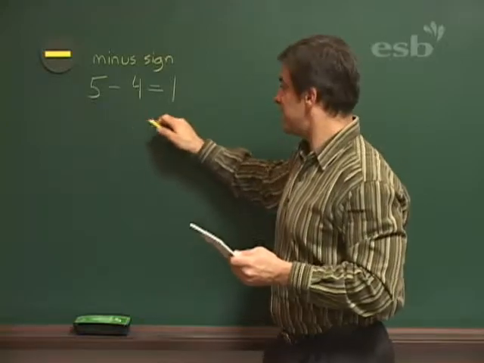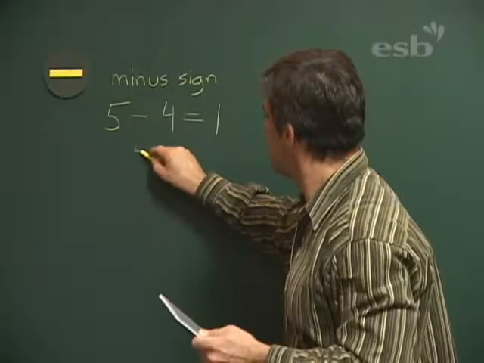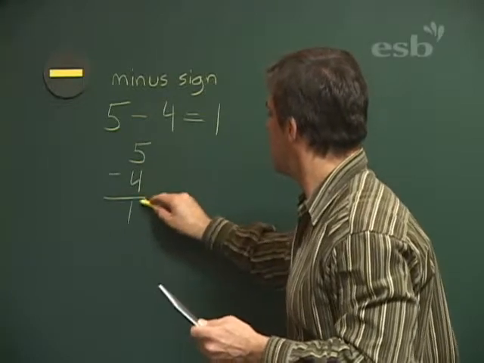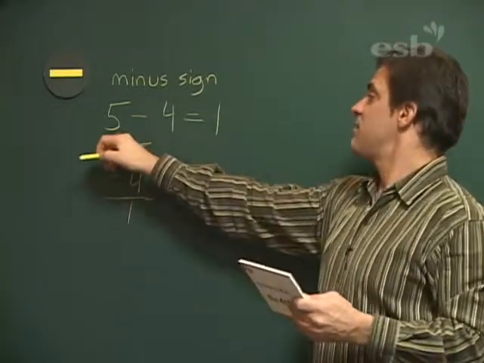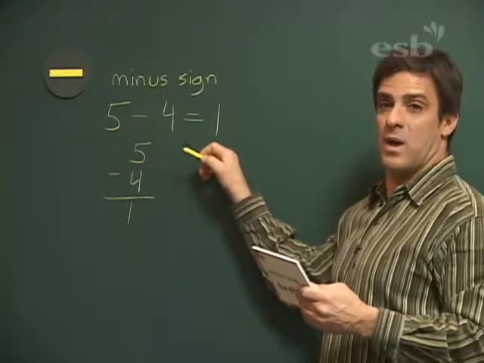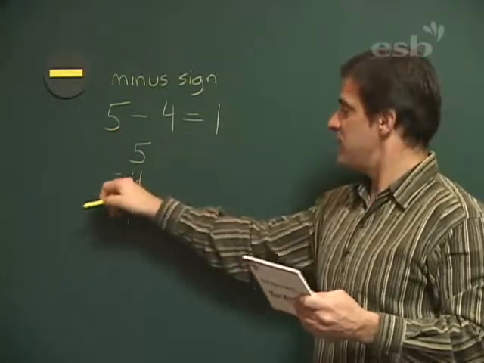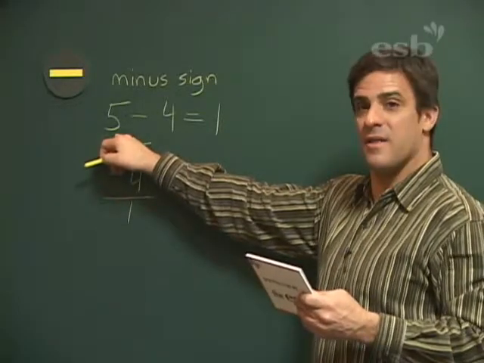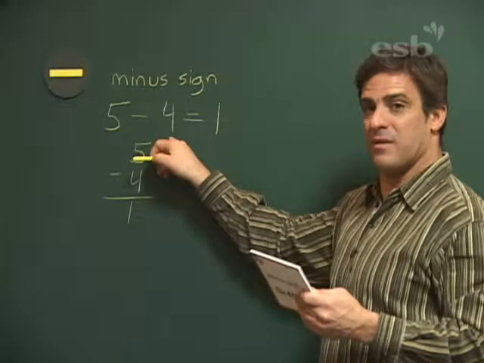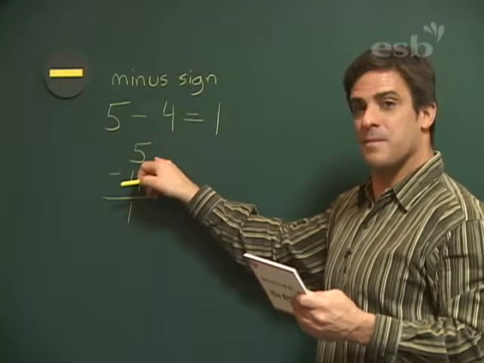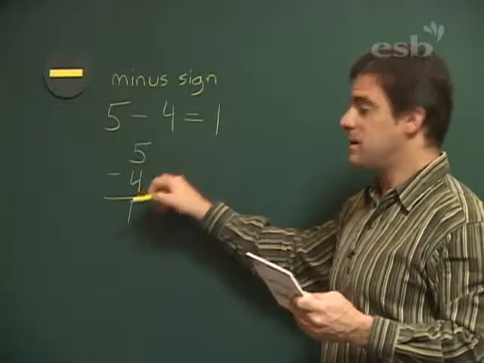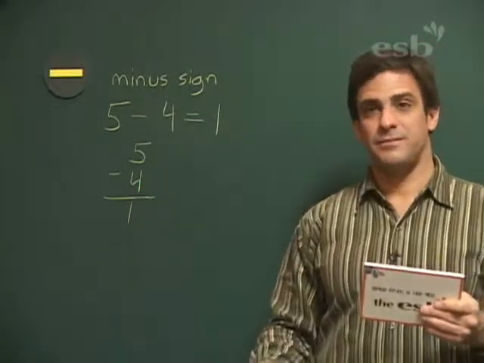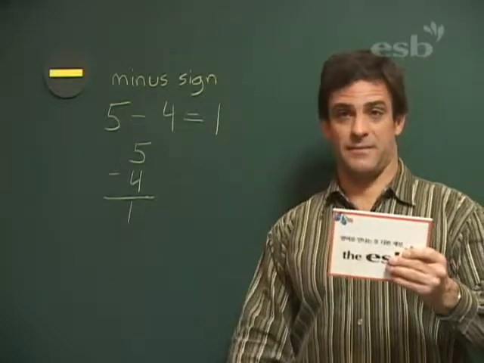Notice we can write it this way or we can write it this way. 5 minus 4 equals 1. Bigger number? Lower number. Bigger number? Lower number. Difference? Difference. The answer is the difference.